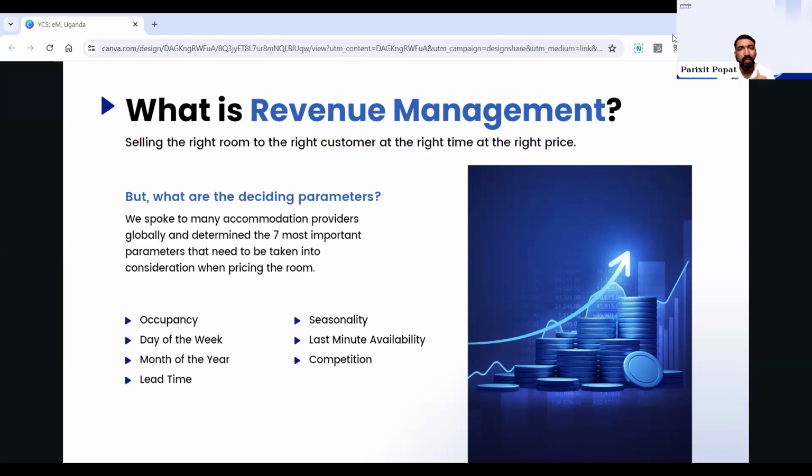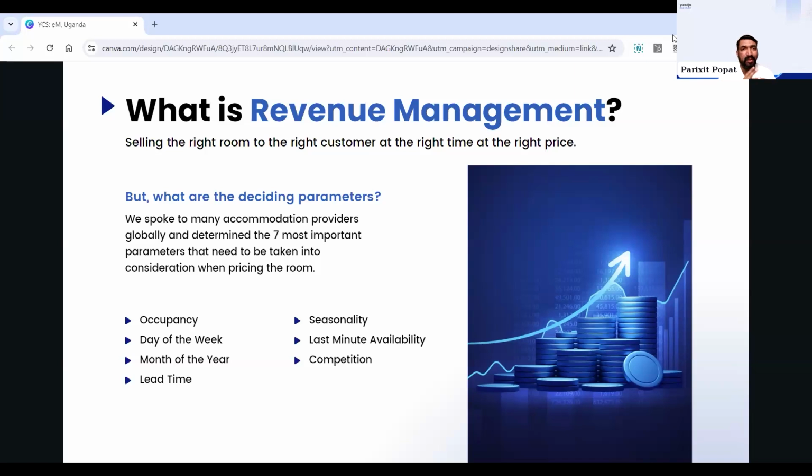So when we do pricing, there are basic 7 parameters. Initially, we used to have 4 different pricing seasons: one high season, one ultra high season, one medium season, and a low season. Now, with time evolving, we have to go beyond that. We not just look into occupancy-based pricing, but occupancy along with what day of week, what month, what lead time, what is the seasonality, if you have any rooms left to sell at the last minute, and how the competition is selling, right?